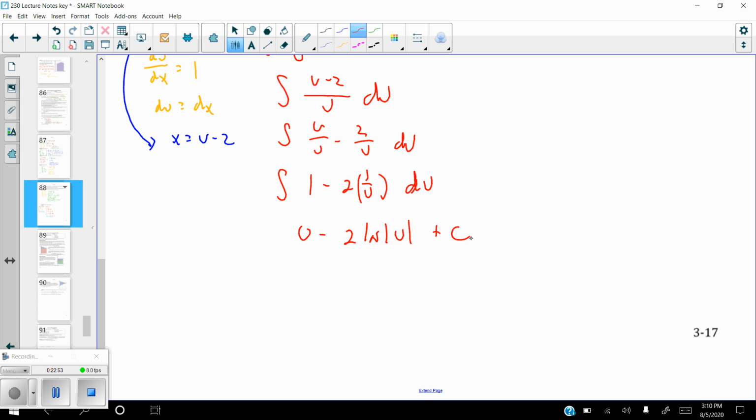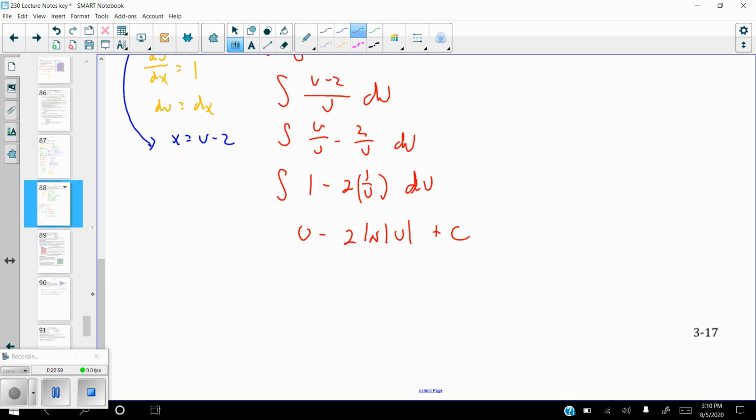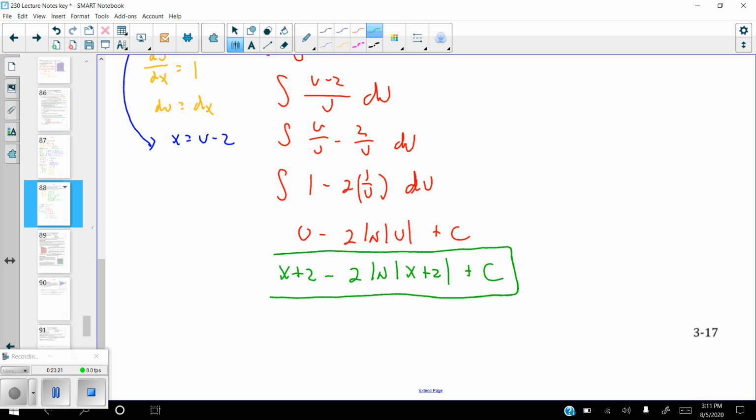So now all we have to do is go ahead and plug back in the original u value, which I've already forgotten what it was, x plus 2. So we're going to plug that back in, and what we get is x plus 2 minus 2 times the natural log, absolute value of x plus 2, and this is why the x value had to be greater than or equal to -2. If I left the absolute values off, it wouldn't work, but we'll leave the absolute values on there. And that's it. So that was the trick.